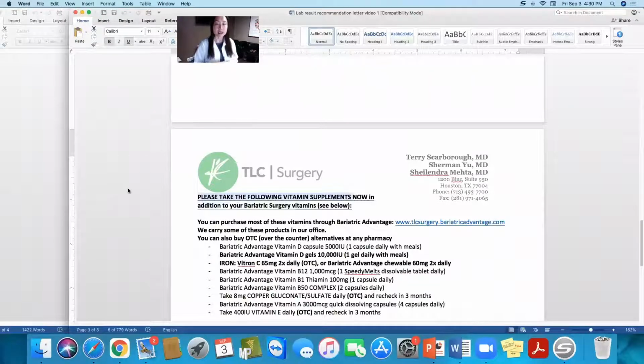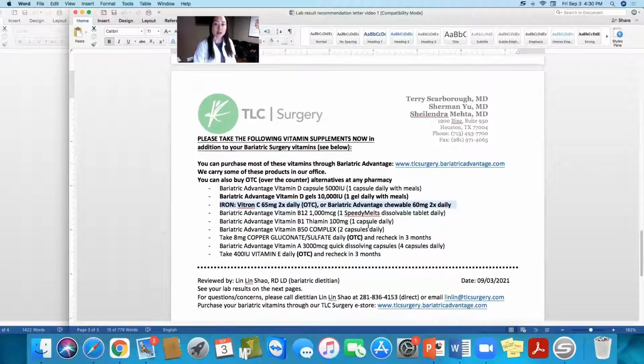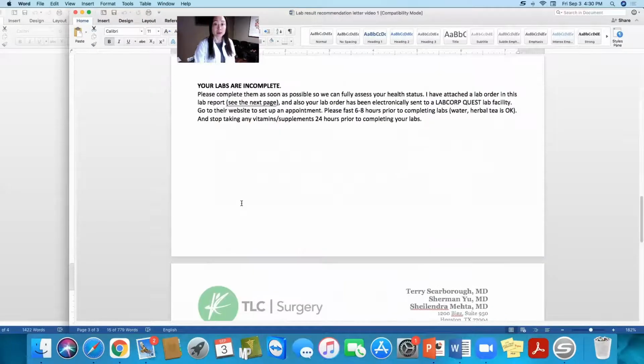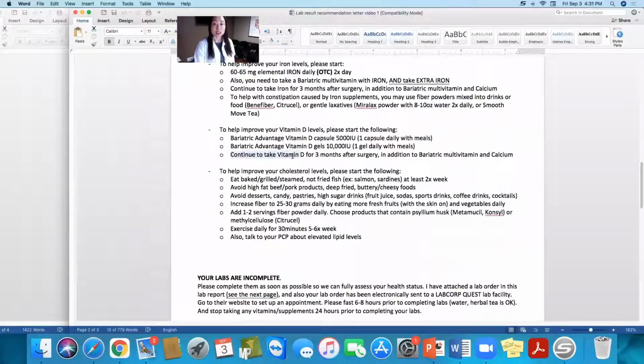So if you are taking a bariatric multivitamin with iron, such as the Ultra Solo that has iron, and you are also low in iron, you need to take extra iron on top of that. And all of these extra vitamins, I would like for you to continue taking them for at least 3 months after surgery or until we recheck your labs again. So let me show you. I want you to continue taking any extra vitamins, the extra iron, the extra vitamin D for at least 3 months after surgery, in addition to your bariatric vitamins, or at least continue to take your vitamins until we recheck your labs the next time.